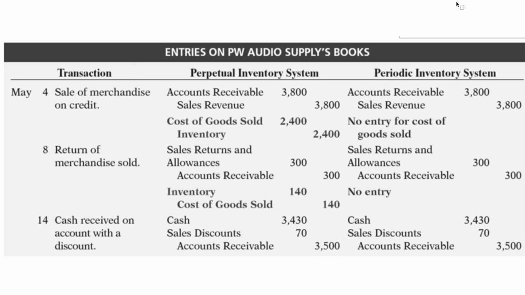And as you notice, para sa May 14 is the transaction wherein we receive our cash and nagbigay tayo ng discount kasi nagbayad naman si customer within discount period. So, as you notice, same tayo ng entry with perpetual and periodic. We have debit cash 3,430, debit sales discount 70, and credit accounts receivable 3,500. Okay, so that's it for our merchandising business sales transaction.